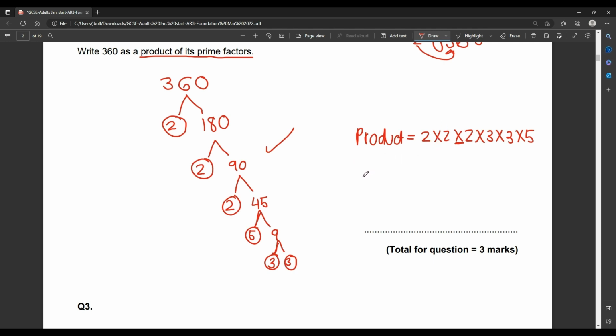Just so you're aware, if it was another question and they asked you for index form, it's very similar. We just group the 2s together. So we have 3 2s, 2 3s, and 1 5. So that would be our index form, which we didn't need for this question, but just in case.